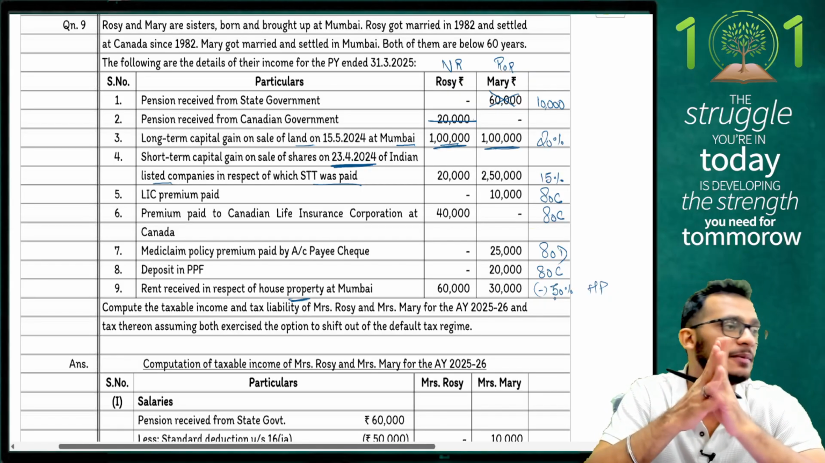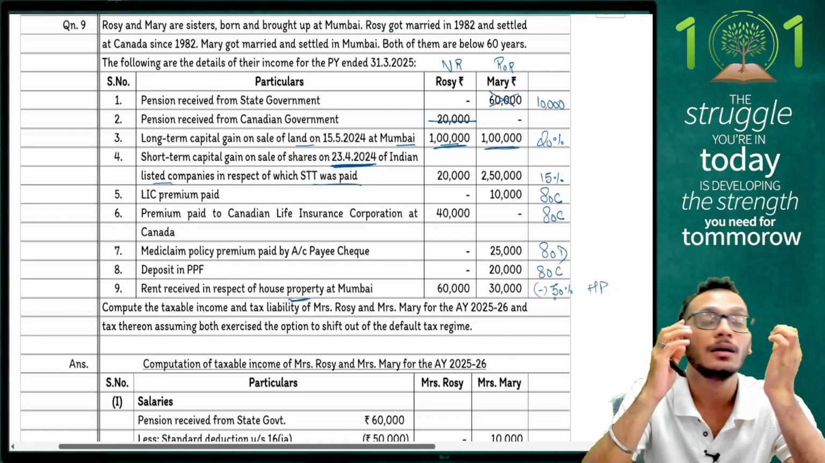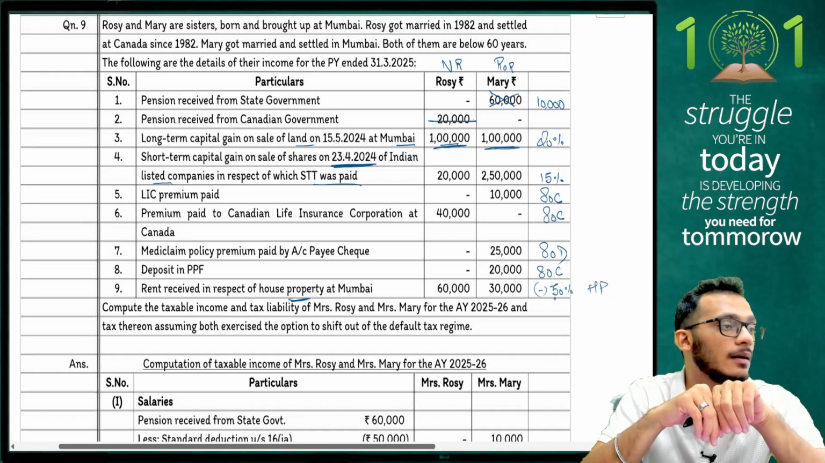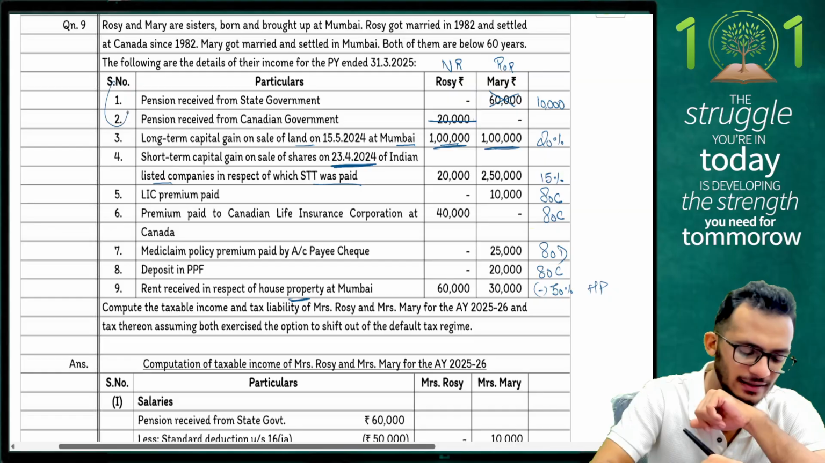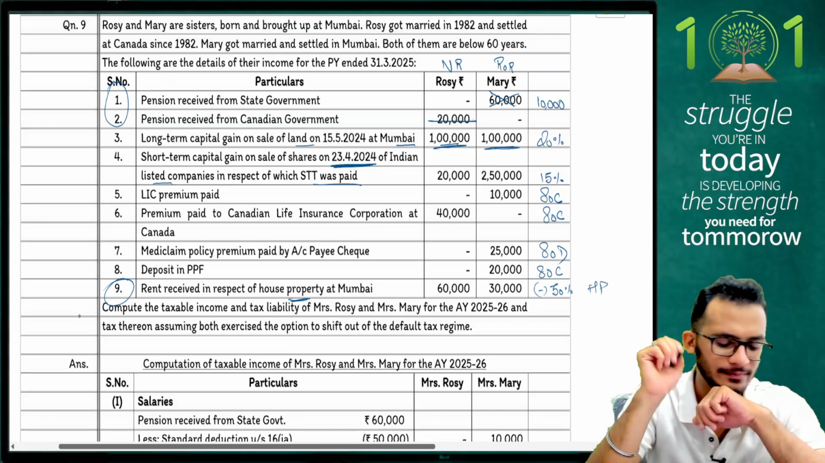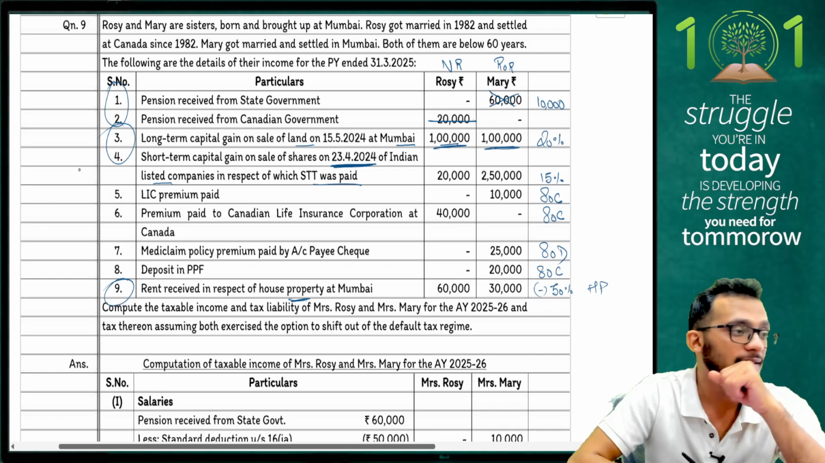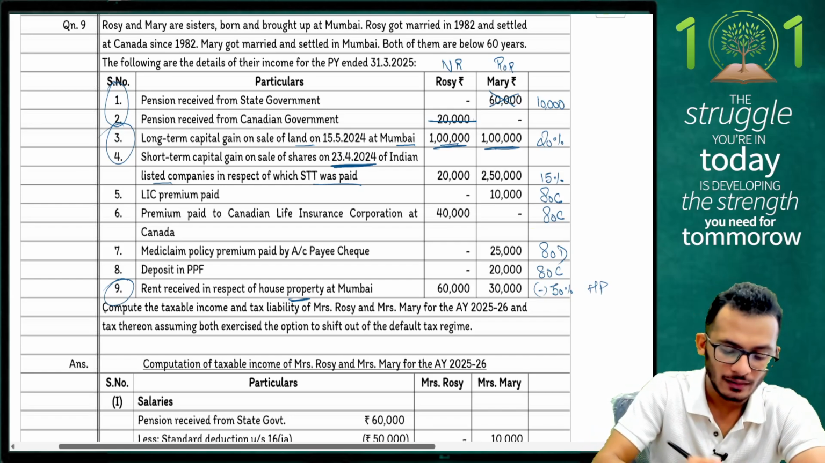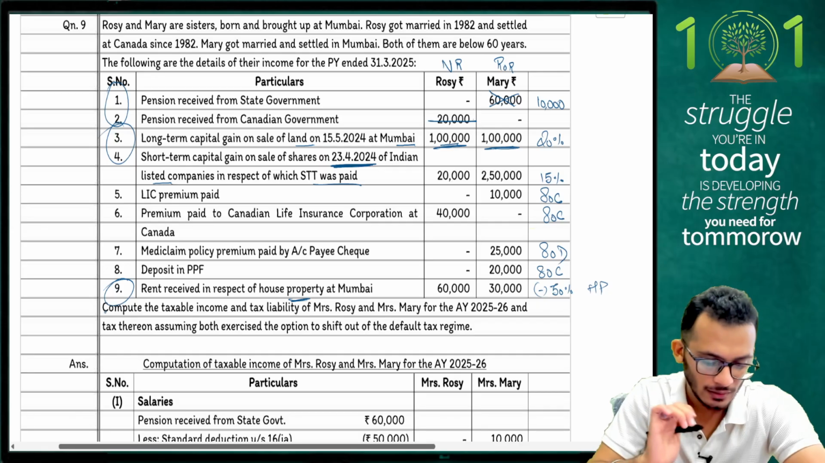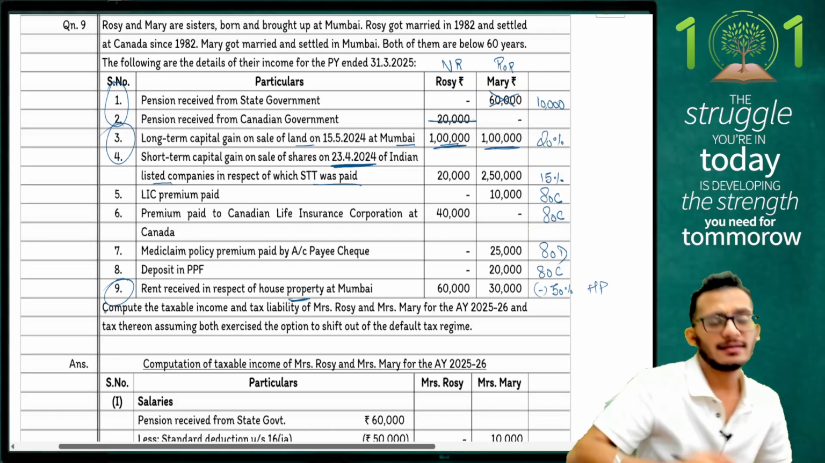Yes. So what is happening, people? I have to look at the sequence now. What is the first thing I'm going to tax? First thing I'm going to tax is salaries. After that, I'll tax HP. After that, I will tax capital gains. After that, there is no IFOS in this question, so I will claim deductions. Yes or no? Yes. Help me with the facts, people.